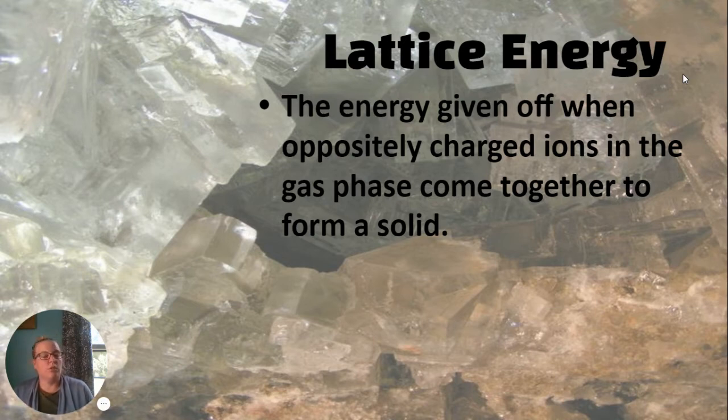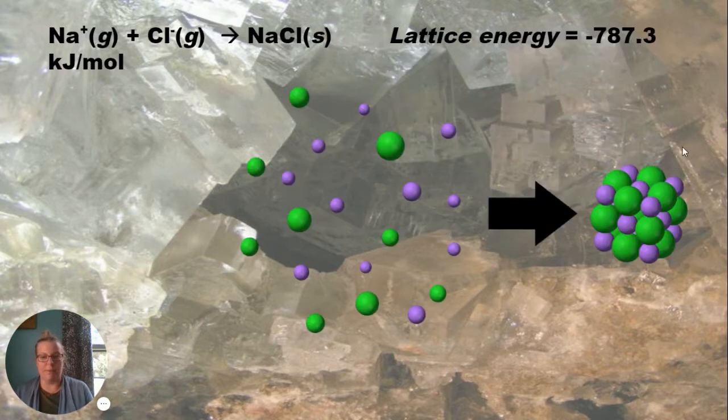But another thing that you could potentially be asked about is something called the lattice energy. The lattice energy is the energy that's given off when oppositely charged ions in the gas phase come together to form a solid. It is a pretty specific thing, but the magnitude of the lattice energy gives us some hints about some of the things going on inside your ionic compound.